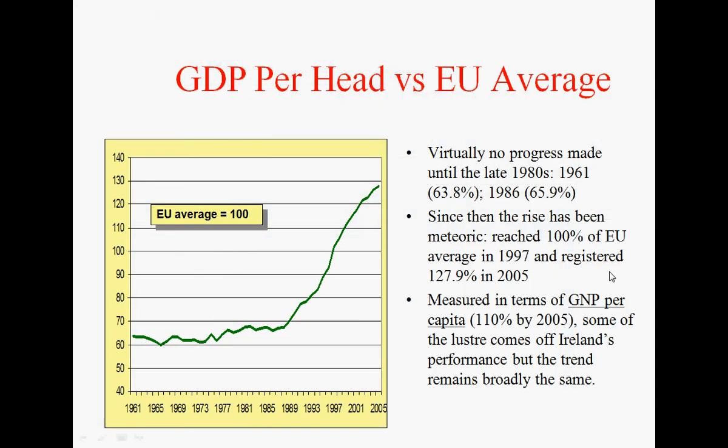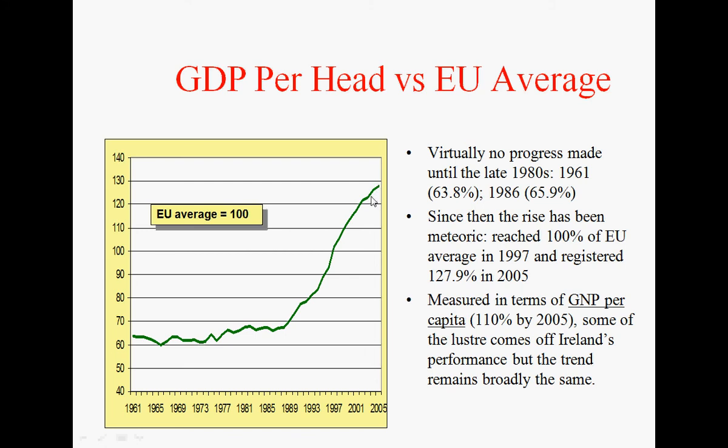Looking at Ireland compared to the EU average, going right back to the 1960s, we can see that compared to the EU average, we remain between 60 and 70% of the EU average. So GDP in Ireland was about 2/3 of that of the EU average. It was only in the late 1980s, particularly in the 1990s, that we began to converge on the EU average and surpassed the EU average in about 1996, and then continued to grow past the EU average up to 2005.